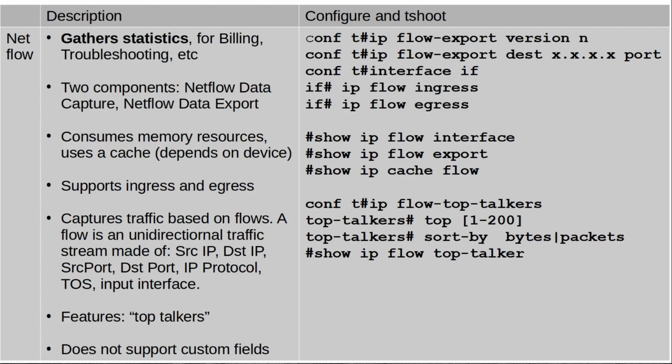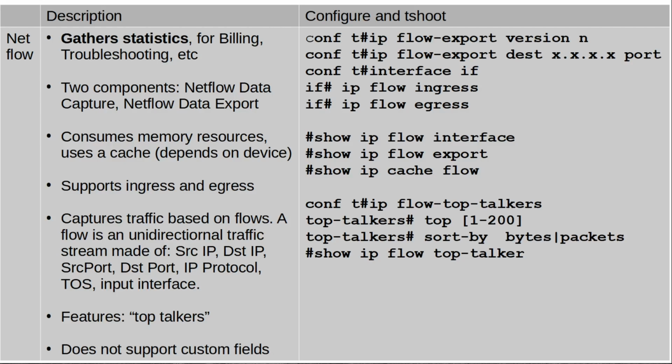It will consume your memory resources using a cache. This cache size depends on the device. It can support ingress or egress gathering of statistics. It will capture traffic based on flows. What is a flow? A flow is a unidirectional traffic stream made of a source IP, destination IP, source port, destination port, IP protocol, TOS, or input interface.